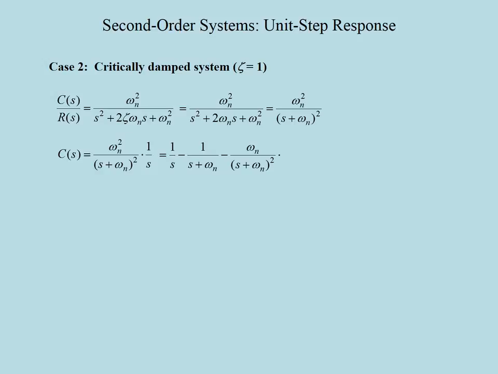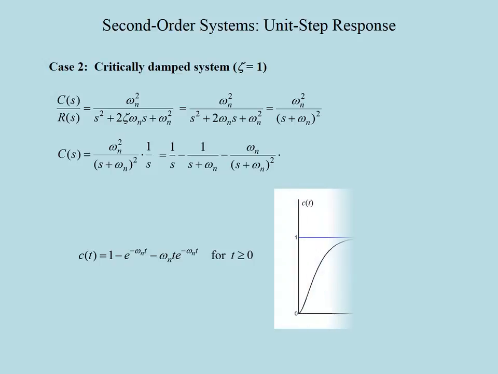partial fraction expansion with three fractions having the denominator s plus omega n, and the square of s plus omega n. That means in this case, the time domain expression for the output will be composed of a unit step, an exponential function, and a time multiplied exponential function, which will result in a behavior as in this figure.